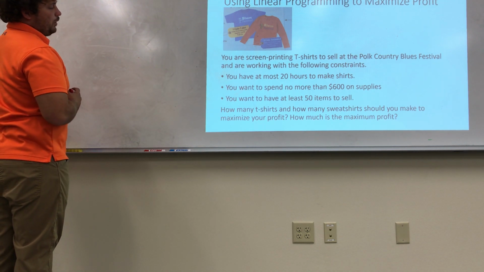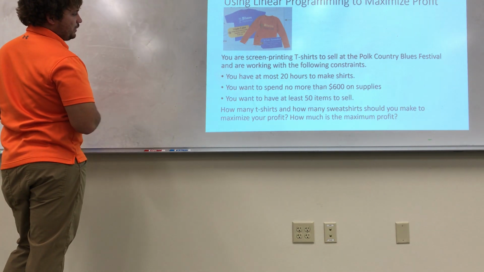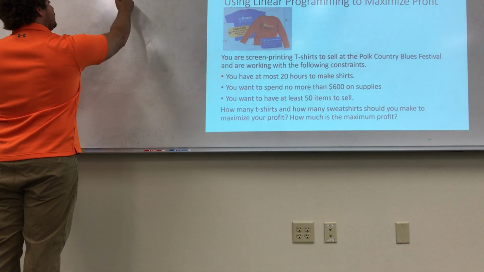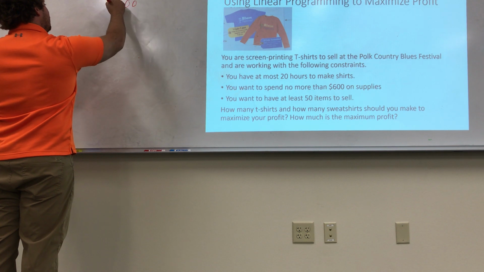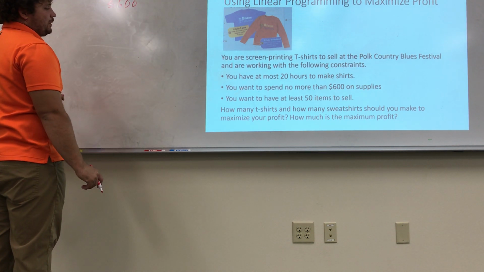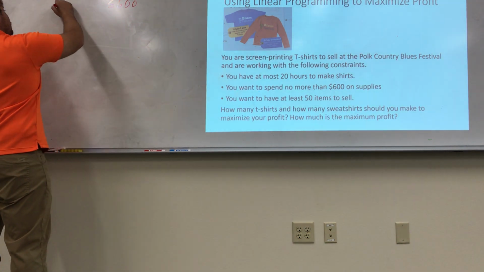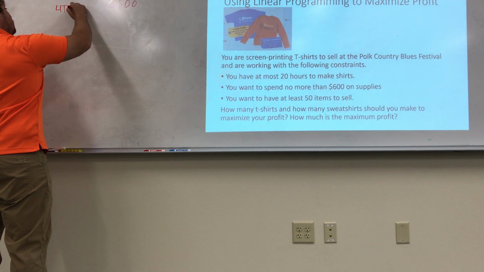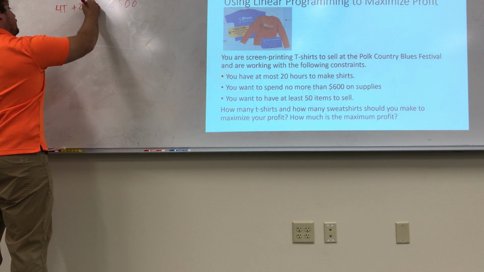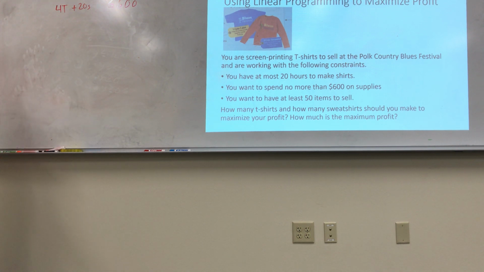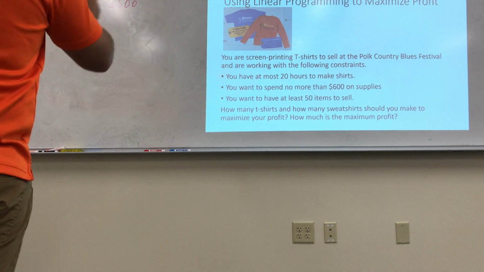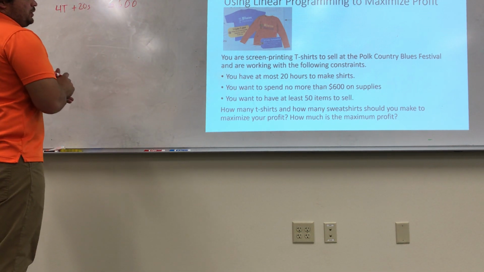You want to spend no more than $600 on supplies. $600 goes right here. And that's the most you can spend, so it's got to be less than or equal to that. It costs you for supplies for the t-shirt $4 plus $20 for the sweatshirt, if I recall. Okay. At this point in time, that's your formula for that. So the second one I've satisfied and made a constraint for that.